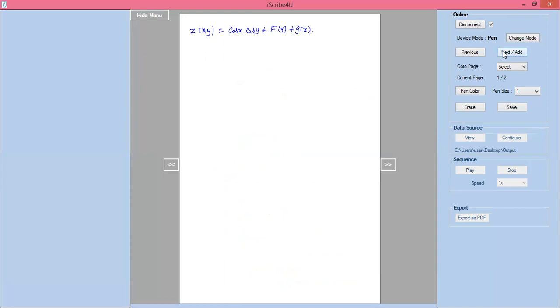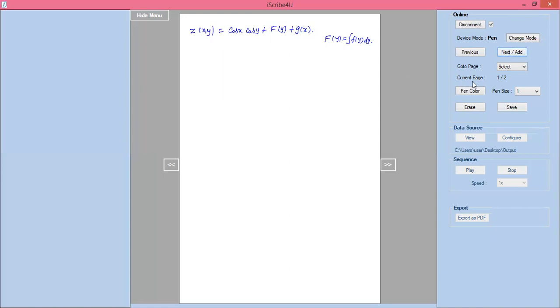Capital F of y is nothing but the integration of small f of y into dy. Now I can write this f of y into g of x. Now I am going to use the conditions one by one, so that I'll get what is small f of y, what is capital F of y, and g of x.